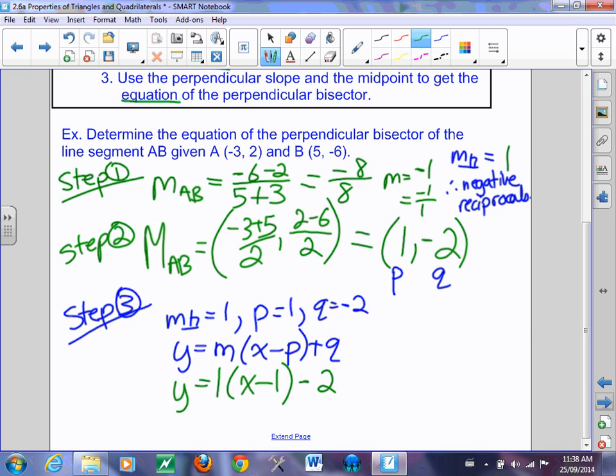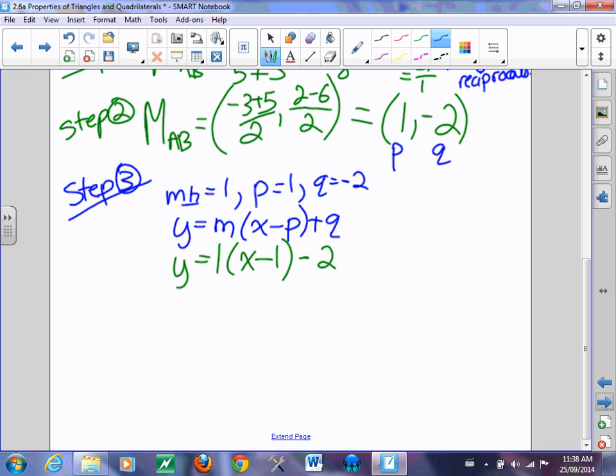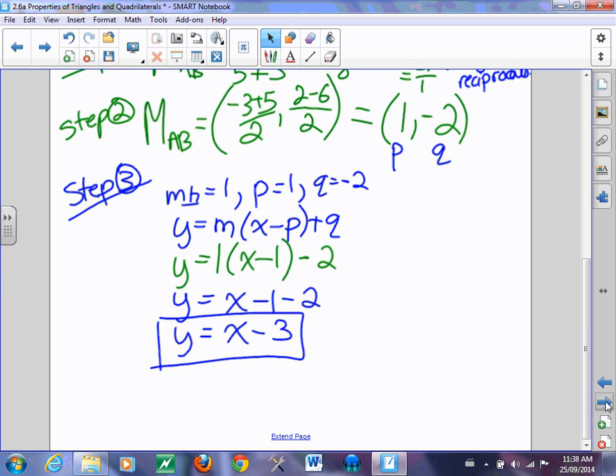Okay, so we need to collect like terms here. Okay. Well, distributive law tells us that. So 1 times x is x, and 1 times negative 1 is negative 1. So you drop your brackets and then collect like terms. So you got y equals x minus 3. So there is your equation. All right, so we're going to be using that in the future. So that's part of the lesson.